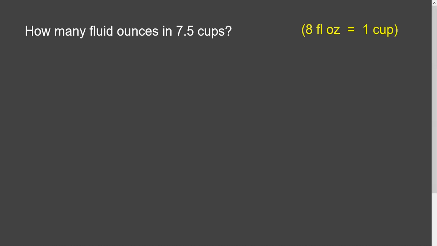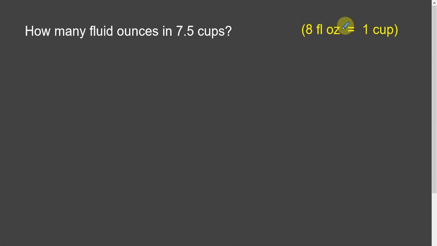How many fluid ounces are in 7.5 cups? And we're told that 8 fluid ounces equals 1 cup. So that's the conversion rate. That's what we're going to use. Okay, so now in this video I'm going to use proportions to solve this. There are other ways to do it, and we may have another video where we show other ways, but let me show you how to do it using the proportion approach.